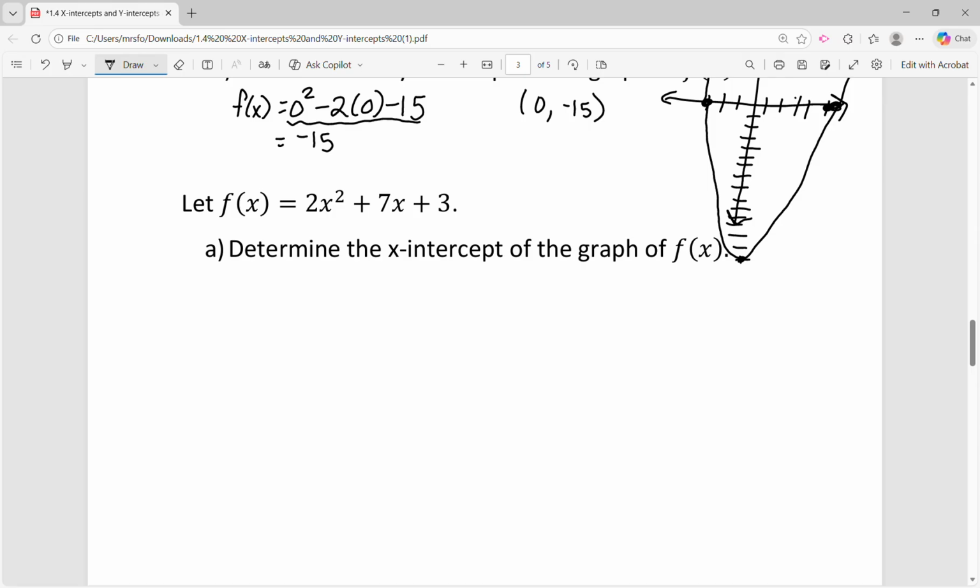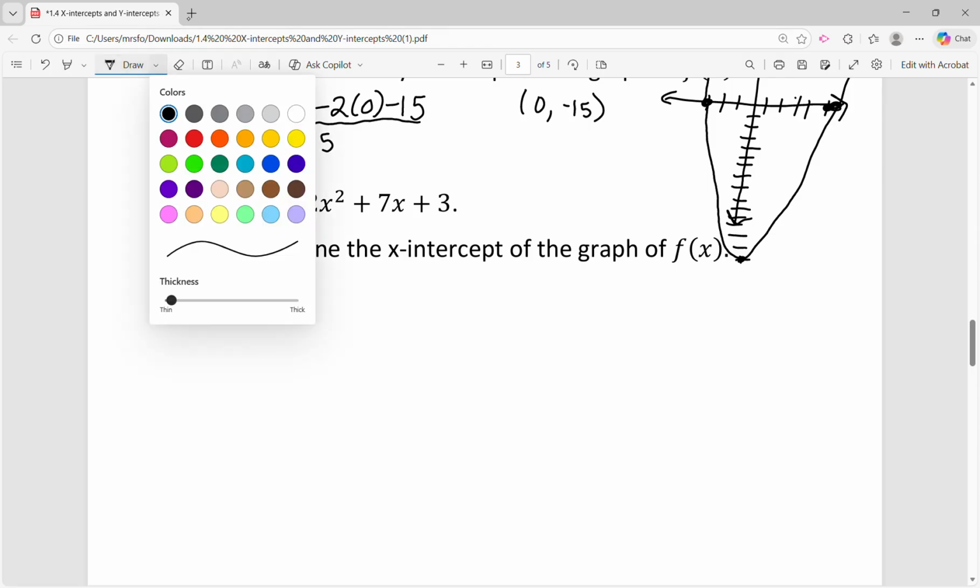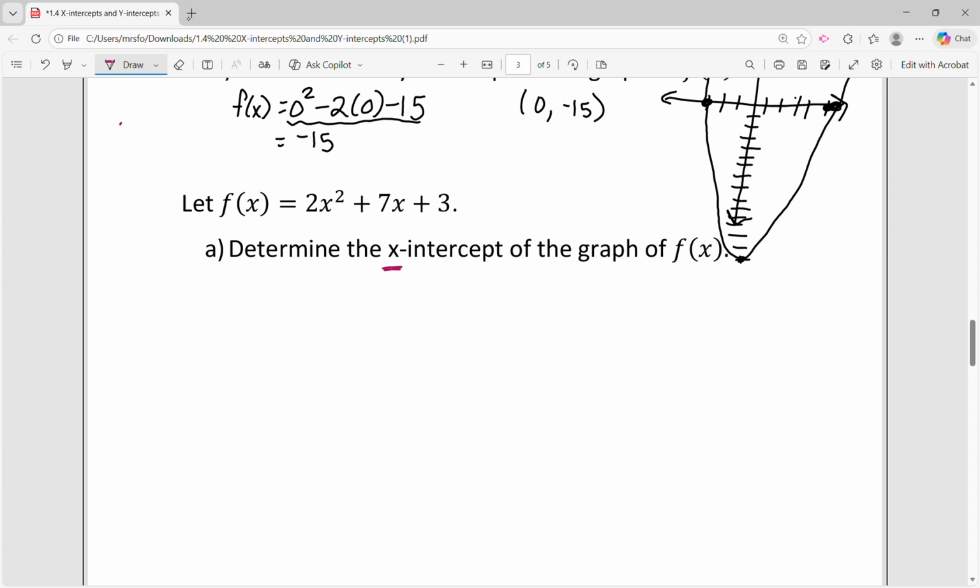So now this next one. So I can determine the x-intercept. I can see I either can use the quadratic formula to find my x-intercepts, or I can factor. So if I factor, I would say 2 times 3 is 6. I need two numbers that multiply to 6 and add up to 7. So that would be 6 and 1.